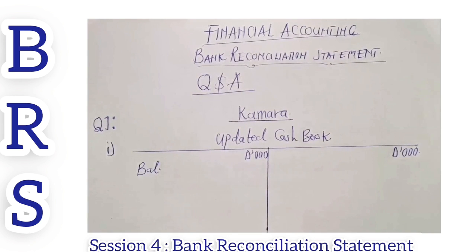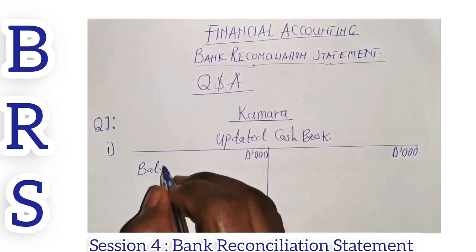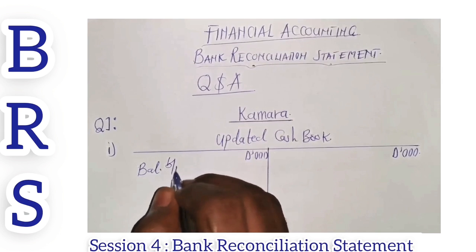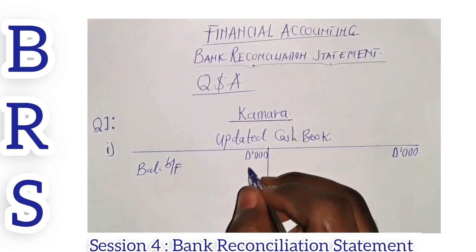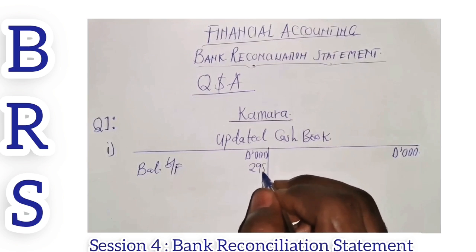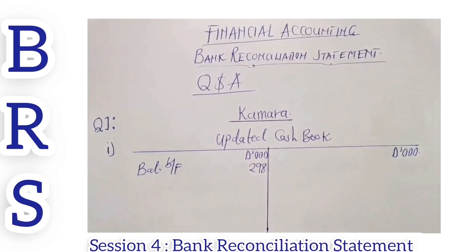By convention, you can shorten your balance in this form, right? BAL, then you have brought forward, meaning you are bringing it to the next period. So here becomes what? 298.